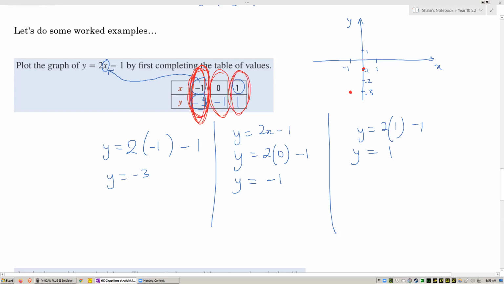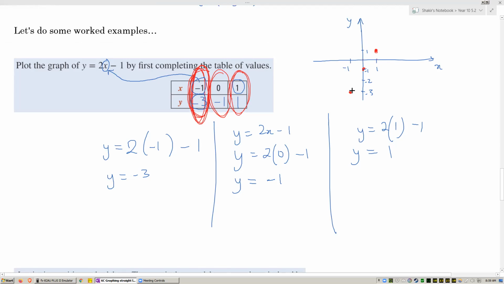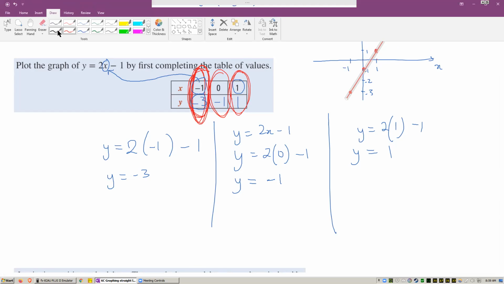And now look at the last column. When x is 1, on the x-axis, where is 1? 1 is over here. And then y is going to equal 1, so I put a dot there. And now, as before, I can use a ruler. Using a ruler will actually help a lot. And yes, my line just snaps, I'm not sure why. But anyway, there you have it.